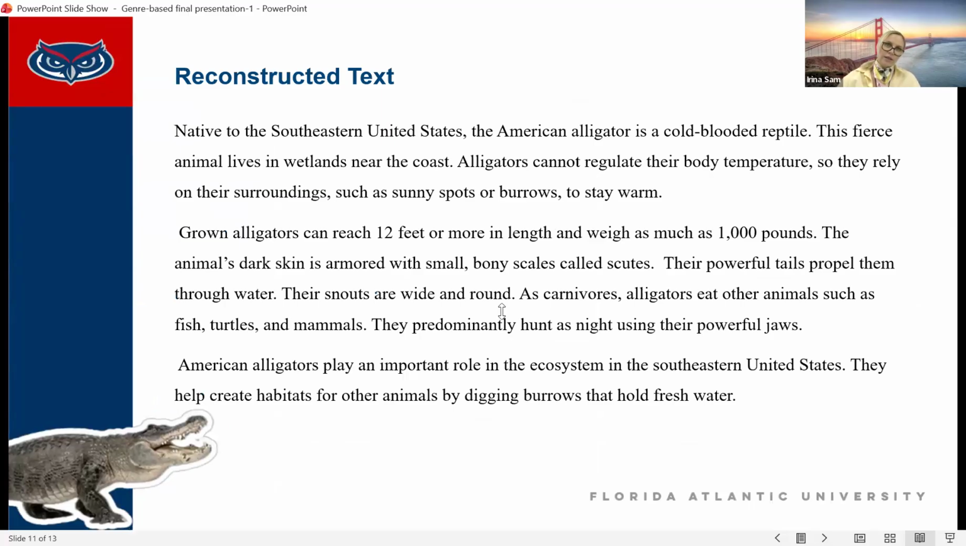This slide shows the example of reconstructed text created by the class. As you notice, the ideas are the same, but the wording is different. This shows that students are not just copying, they're actively transforming and using the language.